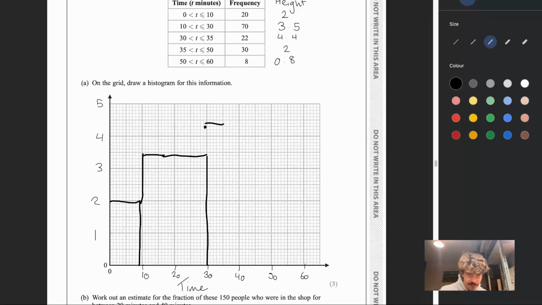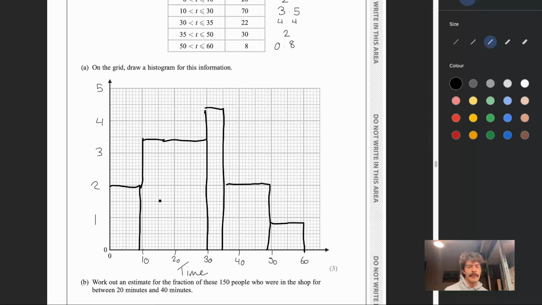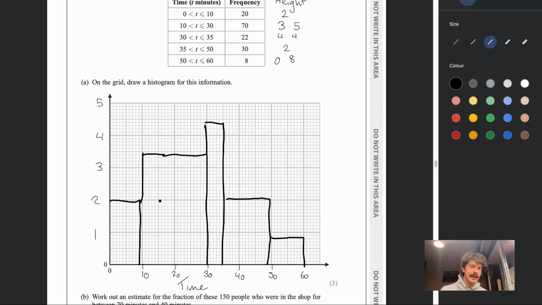So let's be as close as we can there. There it is. The next one going from 35 to 50 has a height of 2. There it is. And the last one has only a height of 0.8, going to 60. Fantastic. Some would argue as well that it's certainly worth our time to actually just label on all of the frequencies. So 20, 70, 22, 30, and 8.